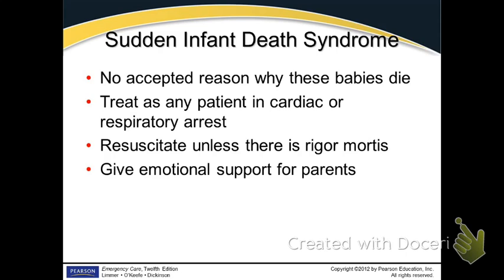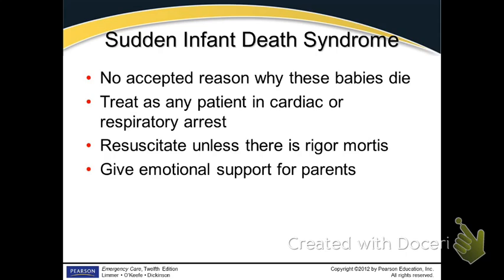Sudden infant death syndrome, or SIDS. This was a really big deal. I don't know that I've heard much about it in the news recently, but like 10, 12 years ago, really huge deal. Because we don't know why it happens. Babies just die, usually overnight or something like that. That has often been in their sleep. We don't know why. There's no real cause that we can find.